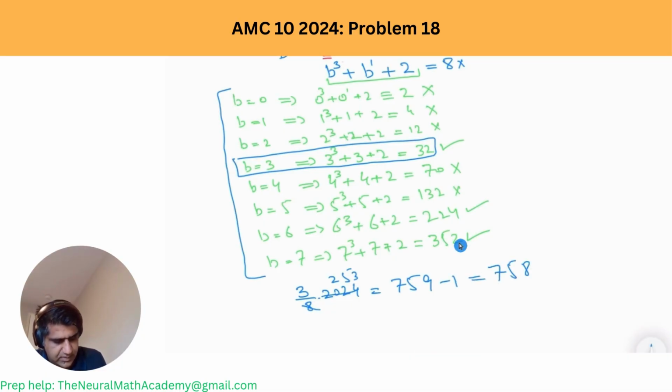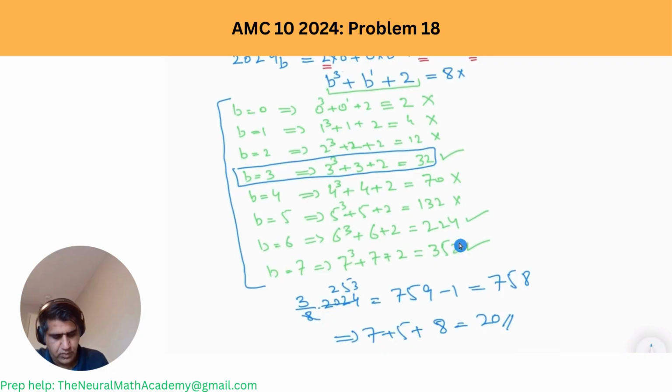And now I will add these 3 digits to get all the k integers. So that is equal to then 20. So that is the answer for this problem.